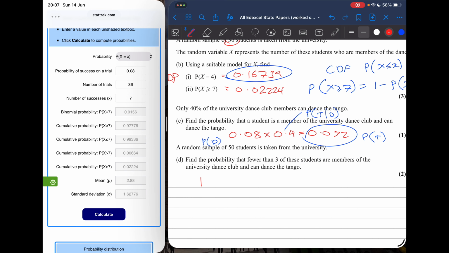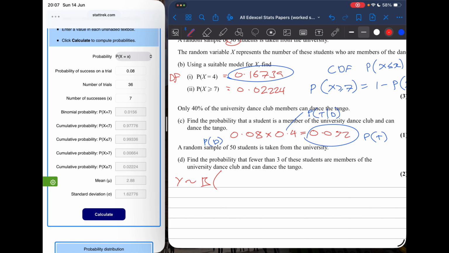So what have we got? Some binomial distribution. Let's call it Y. Why not? And it's going to have 50 as the number of trials. The probability is 0.032, for the 3.2% chance that a random student from the entire university can do the tango.